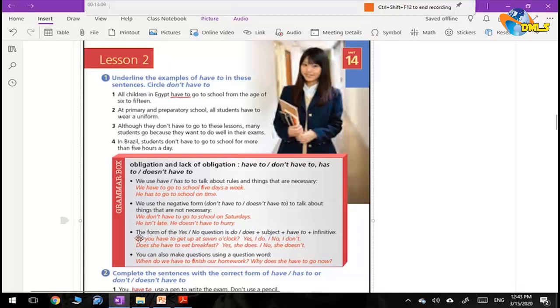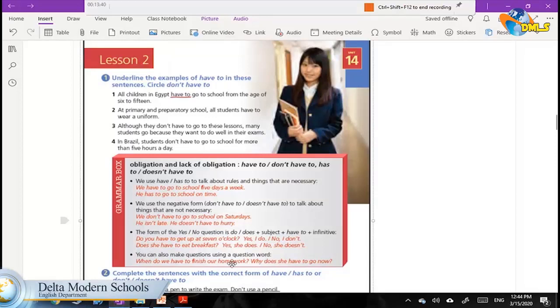Now, let's see how to form questions. The yes/no questions, we use do or does to build a question, then the subject followed by have to and the infinitive with the base form of the verb. Check the examples. Do you have to get up at 7 o'clock? Yes, I do, or no, I don't. Does she have to eat breakfast? Yes, she does, or no, she doesn't. As you have seen, we use do with the plural, does with our singular pronouns.